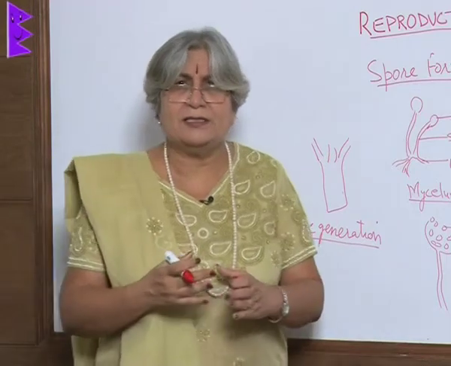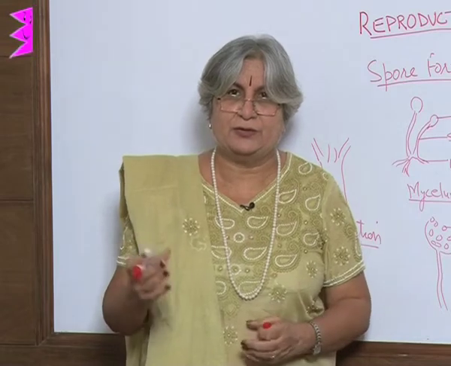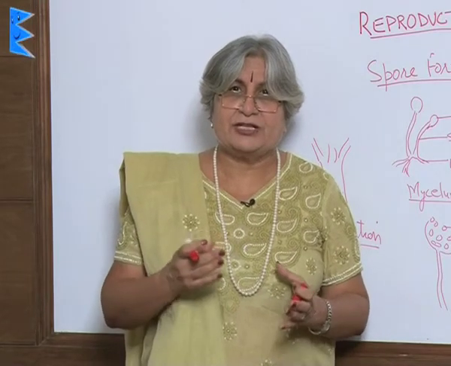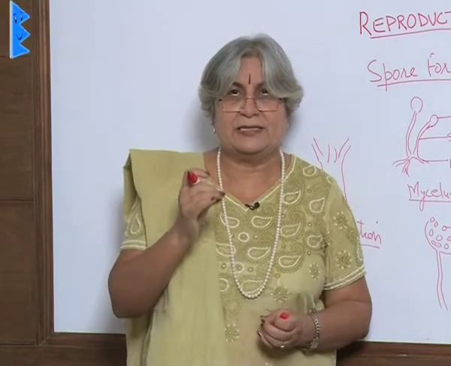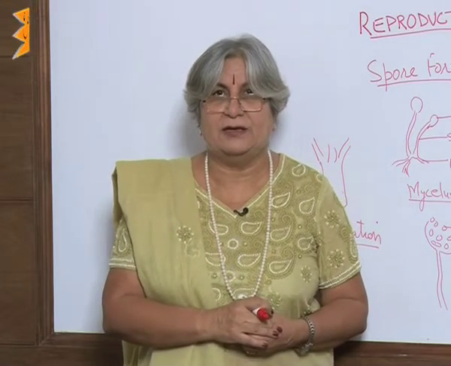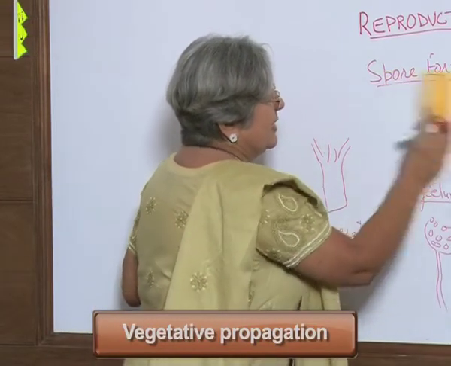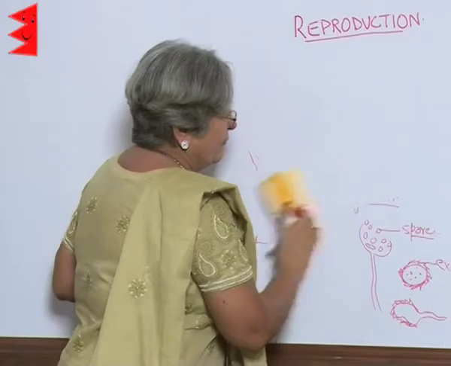There are large number of flowering plants ranging from sugarcane to potato to ginger, which can reproduce by its vegetative part, and this method is called vegetative propagation. So, next we will study about vegetative propagation.